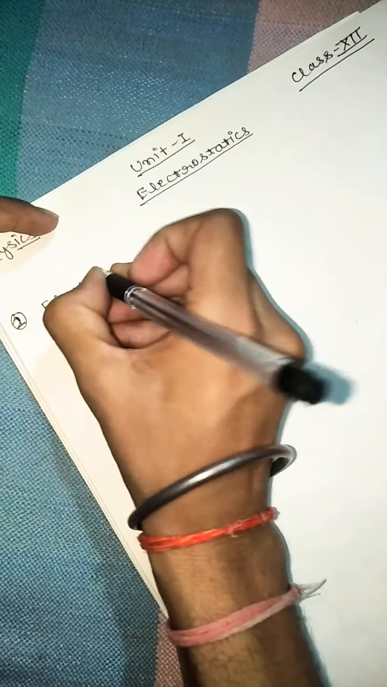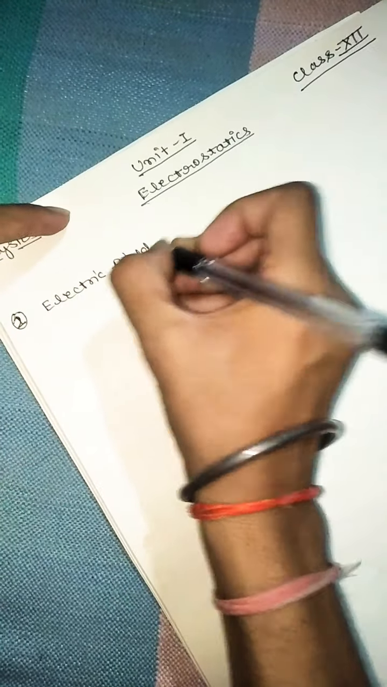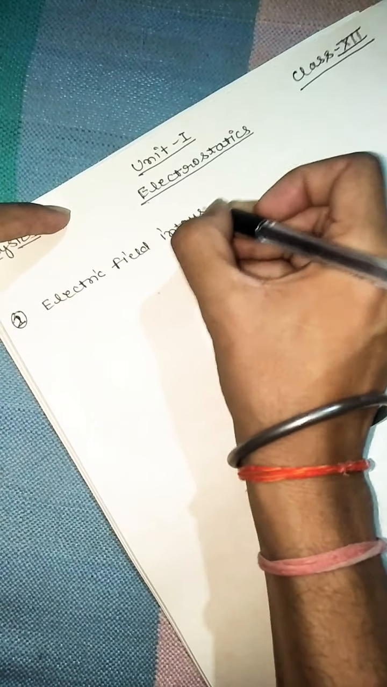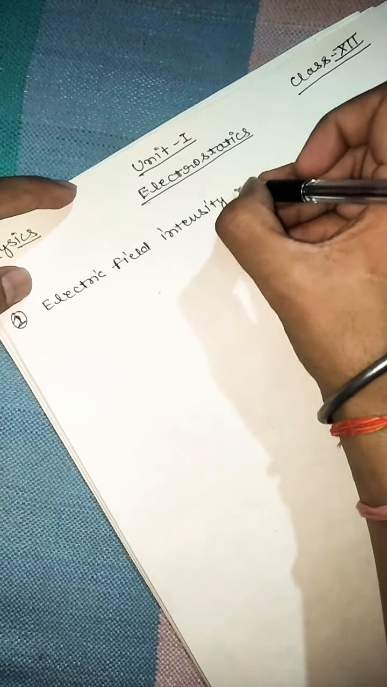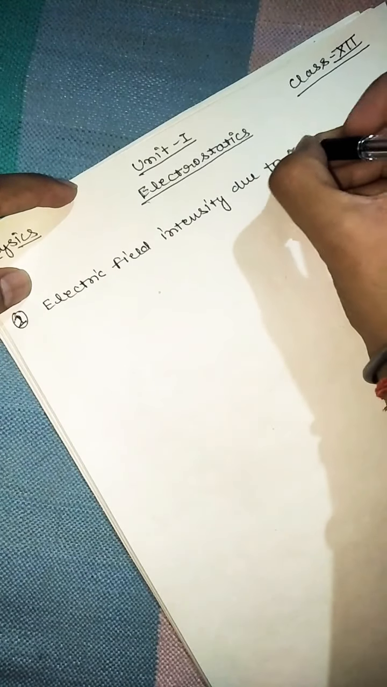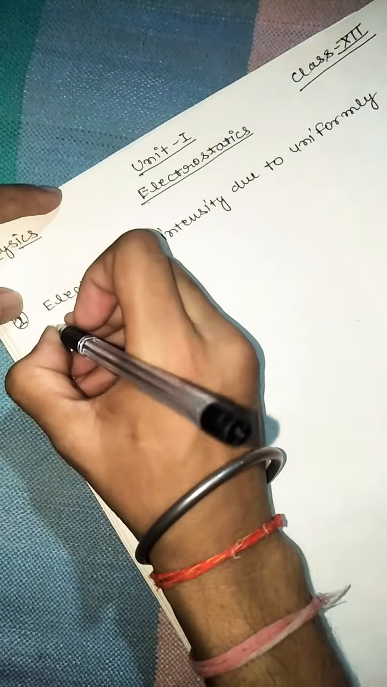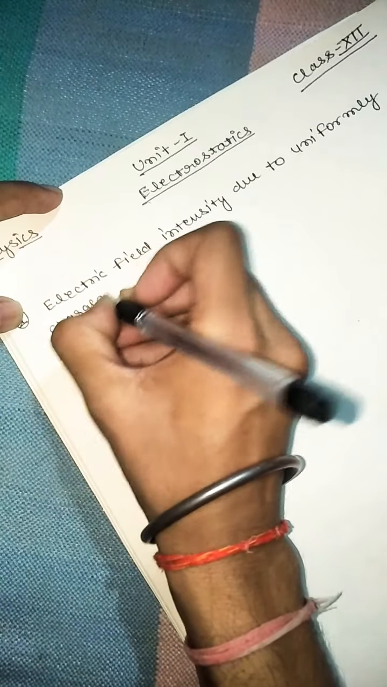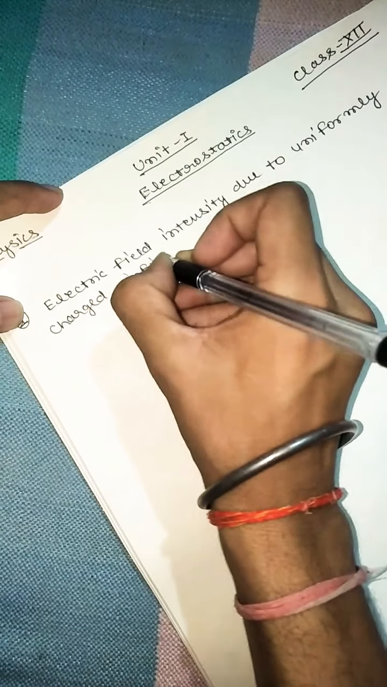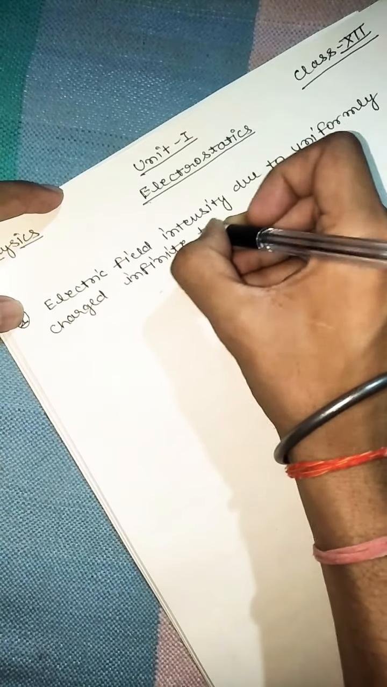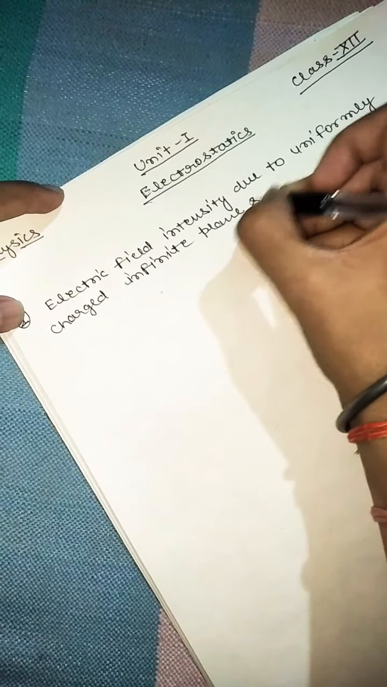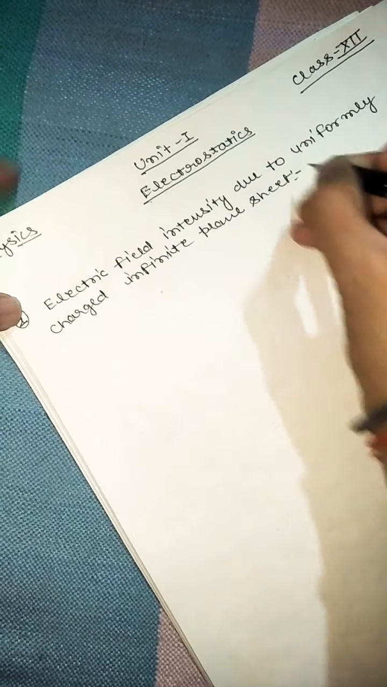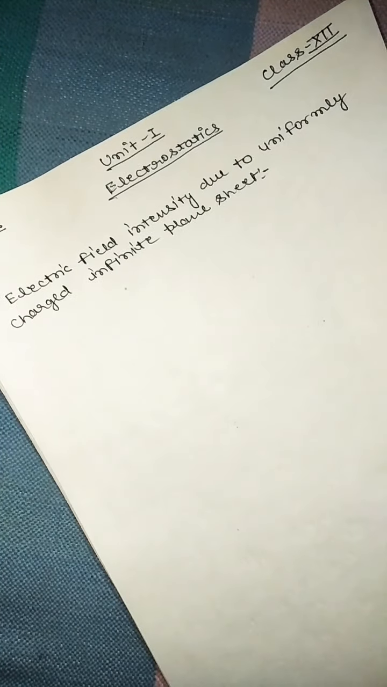This one is electric field intensity due to a uniformly charged infinite plane sheet. Now we are considering here an infinite plane sheet which is uniformly charged.